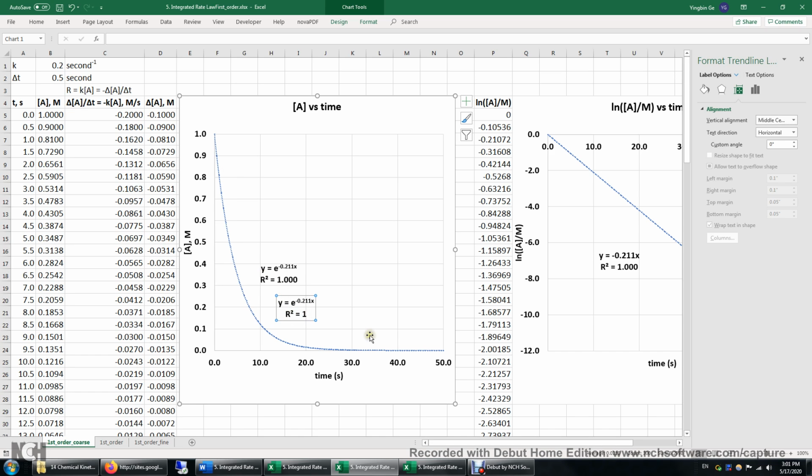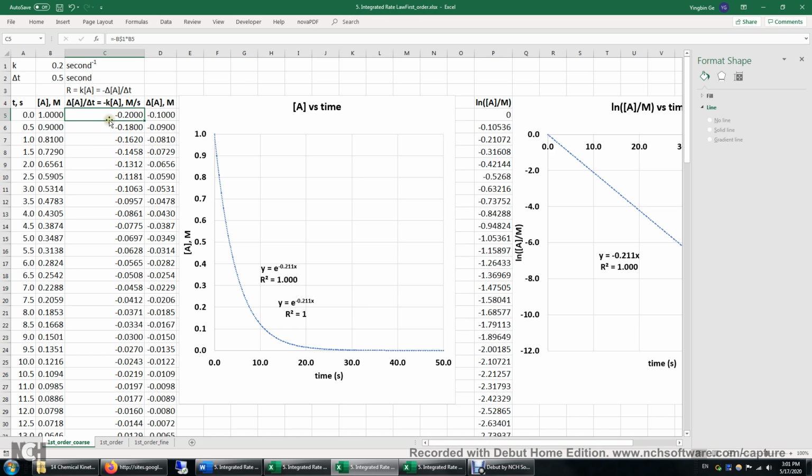So really, by looking at this raw data, we see the reaction rate constant is 0.211. It's not 0.2. How come? Well, the reason is simple. Over here, I kind of assumed this A is just 1.0 between time 0 and time 0.5 second. But it's not true. Again, even the time duration is small, it's only 0.5 seconds, the concentration of A changes.